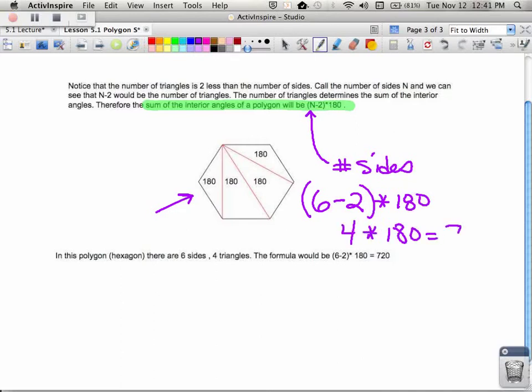which yields 720 degrees, which is the number of degrees inside of a hexagon. So the sum of the interior angles of any polygon is the number of sides n minus 2 times 180.